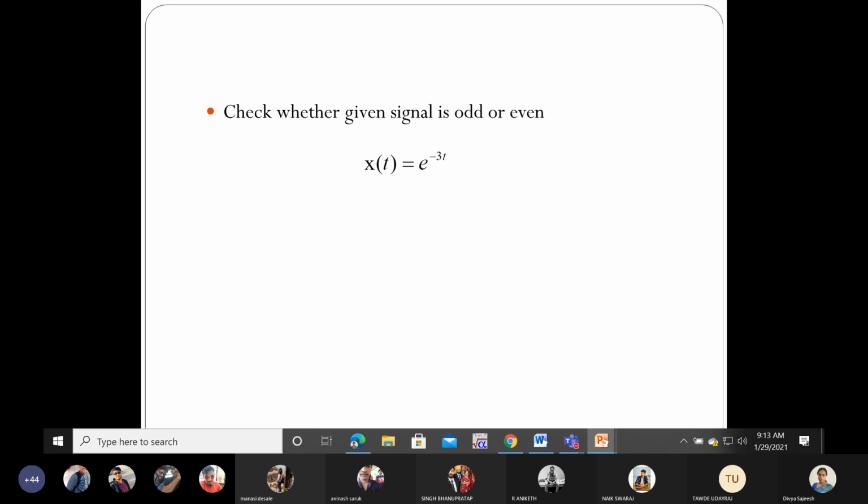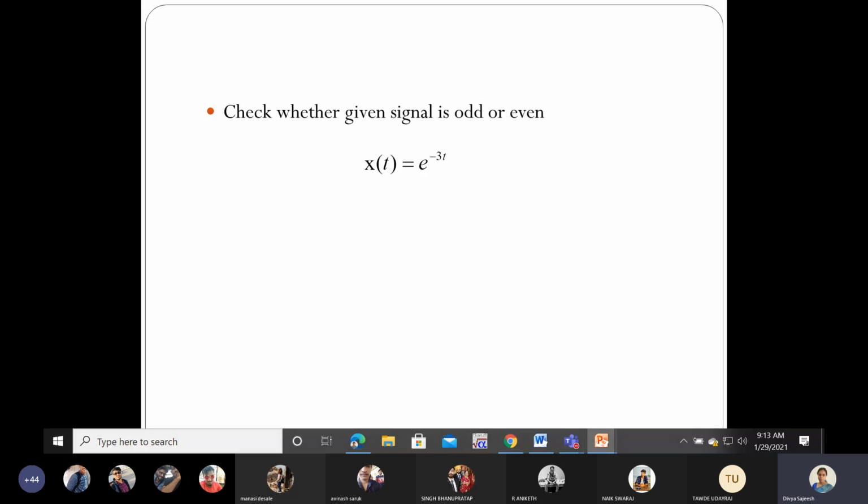Now let us check whether the given signal, that is this x of t, is even or odd. So what is the condition to determine even or odd? You have to negate the time axis and check whether you get the original signal itself, then it is an even signal. But if you obtain minus of that signal, then it is an odd signal. So let us check it.